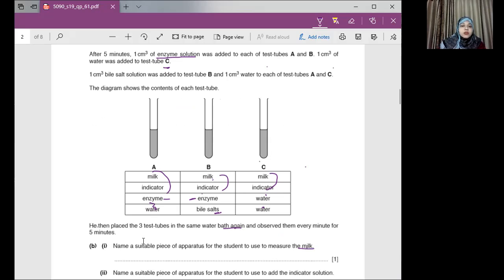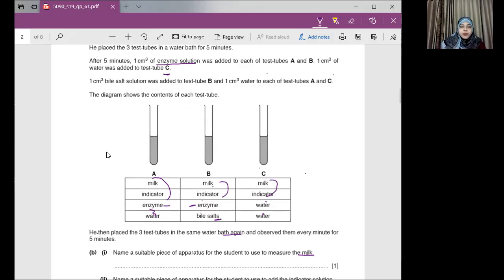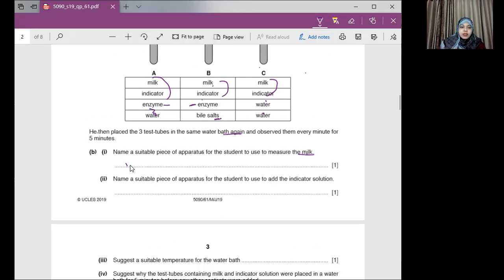He used 10 ml of milk. For 10 ml of milk, the student has to use either a measuring cylinder or a syringe of 10 centimeter cube. Okay, so the student may use a measuring cylinder or a 10 centimeter cube syringe. Name a suitable piece of apparatus that the student used to add the indicator solution. For the indicator solution, they are giving you the idea, they are adding 5 drops. So for this one, a dropper or pipette is there.